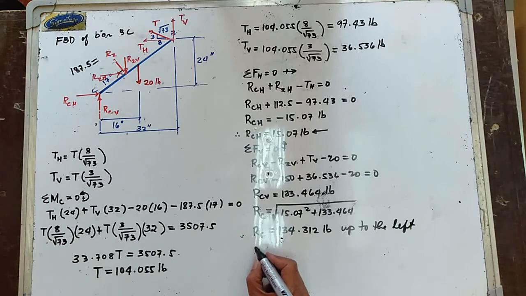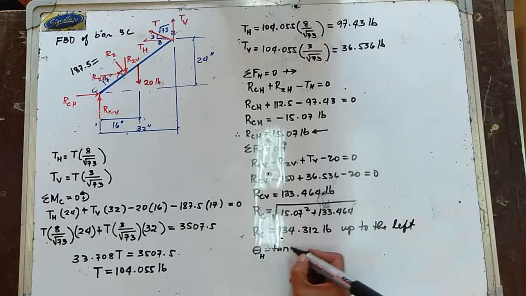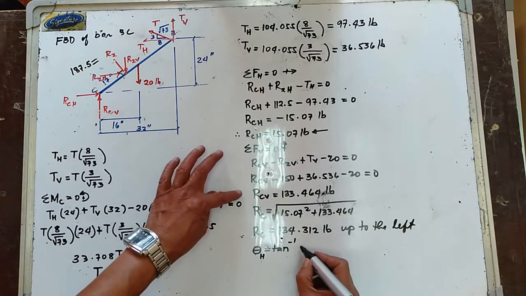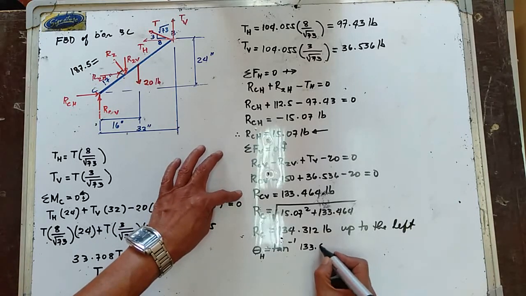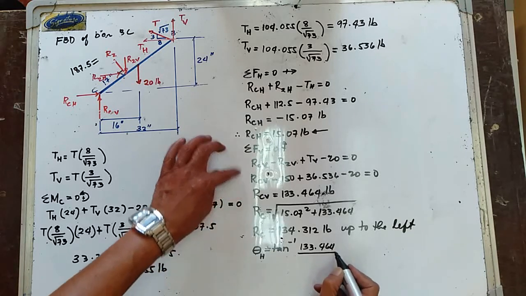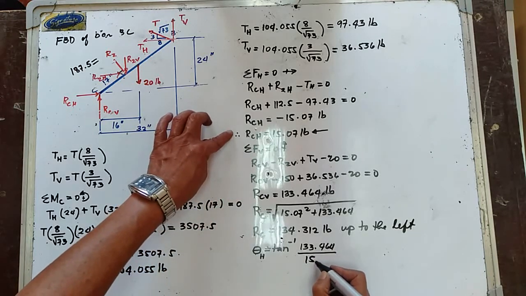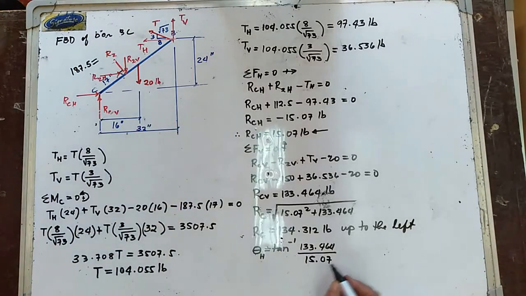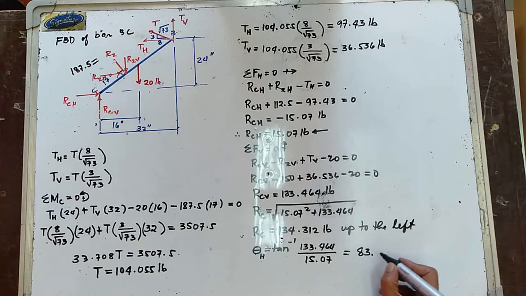Let's determine the angle of the total reaction at point C from the horizontal. This is equal to the arc tangent of RC vertical, 133.464, over RC horizontal, 15.07. And this is equal to 83.56 degrees.